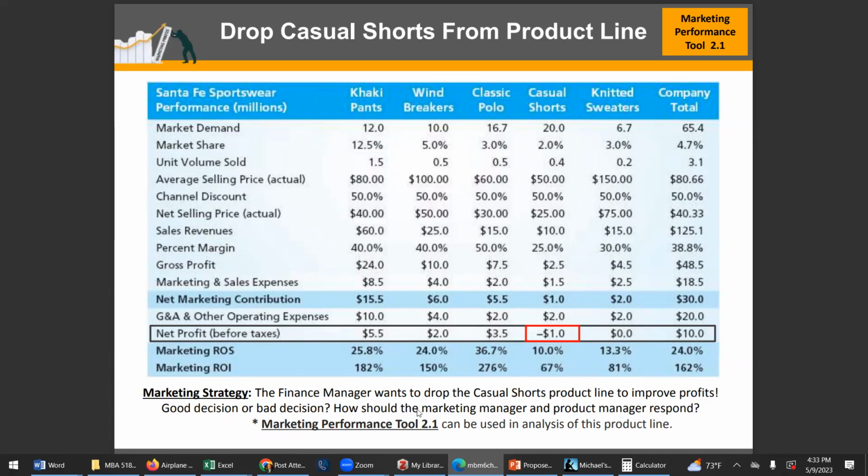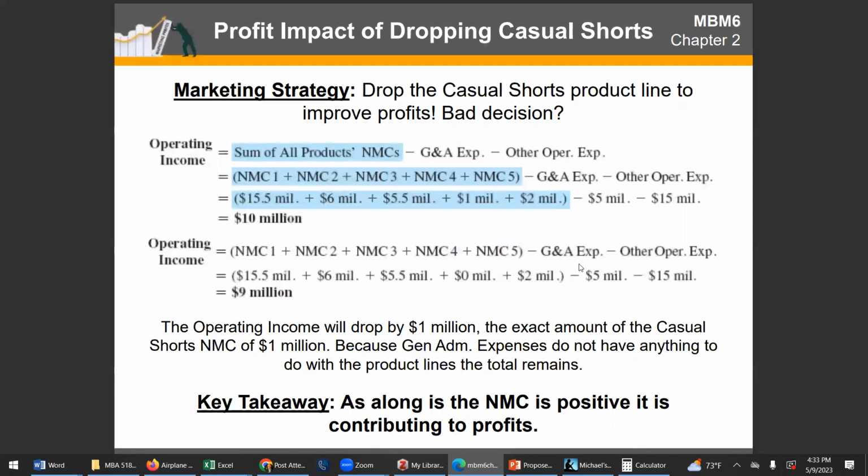We didn't make any money here, but we're underwater on the marketing ROI because of our other operating expenses. So again, the question is, how should the marketing manager and product manager for casual shorts respond? Now we've got some diagnostic tools, right? Marketing strategy: drop the casual shorts product line to improve profits. Is that a good decision or a bad decision? So we've got our operating income, and we can break it out by our net marketing contribution, and look at that across all of our product lines.